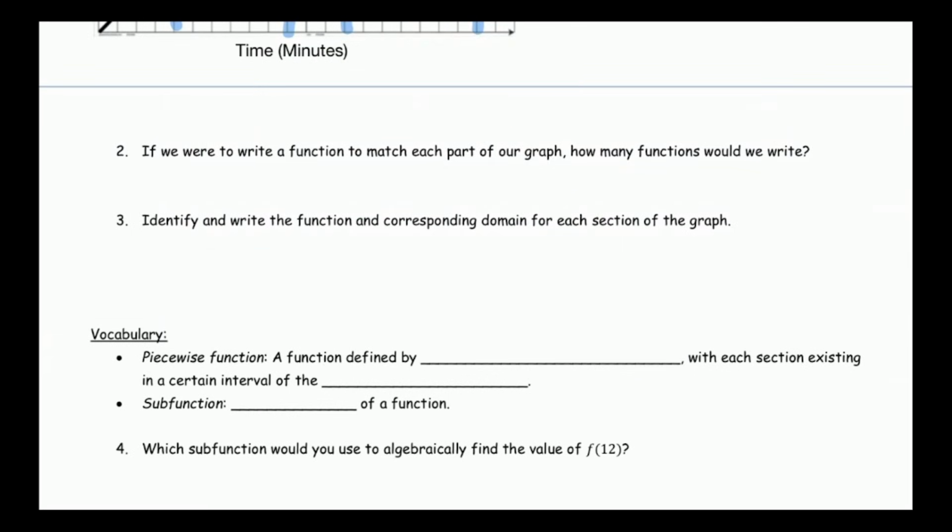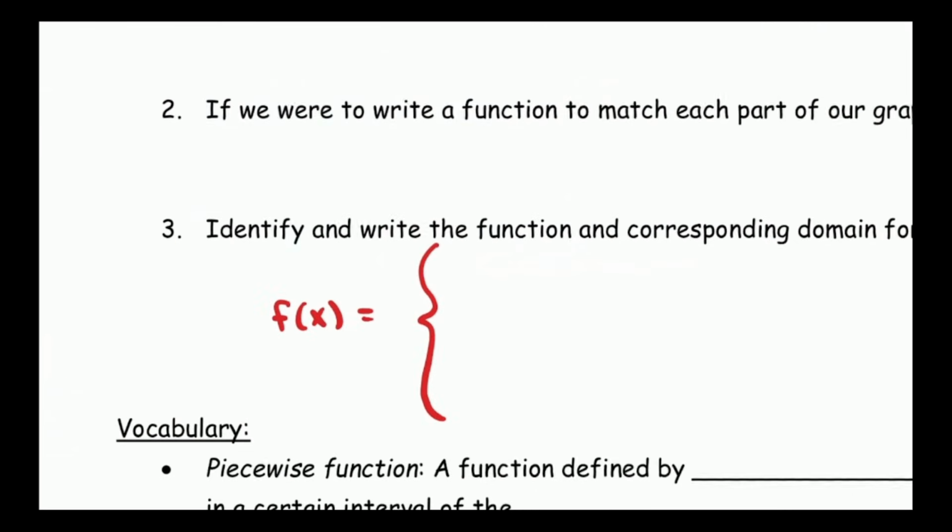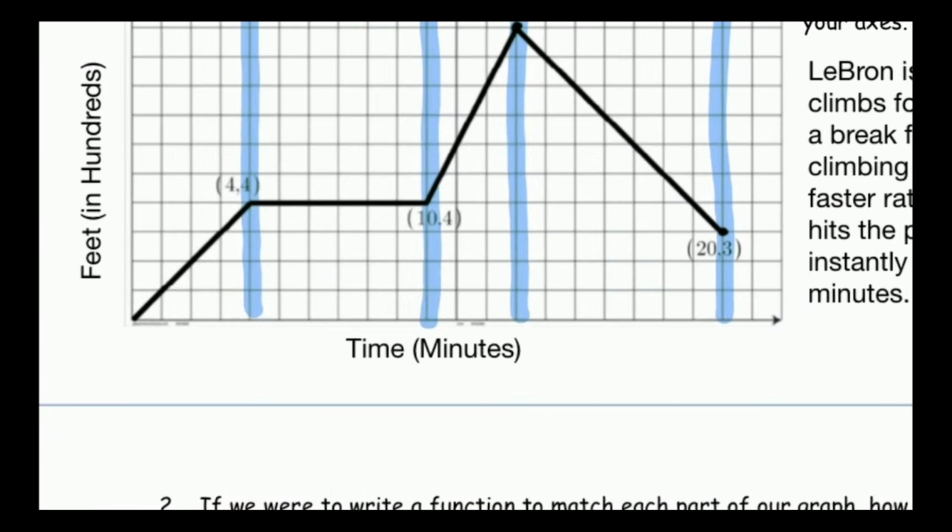Now that we've identified that we're going to have 4 different functions, we can write one big function, or a piecewise function, with corresponding domains for each section of the graph. So essentially what we're going to do is write a piecewise function here. We're going to start with an f of x representing our function, equal to, then this large bracket, and this here is going to indicate that we have a piecewise function. So here's where we're going to write our 4 different functions. So let's go look back up at our graph real quick.